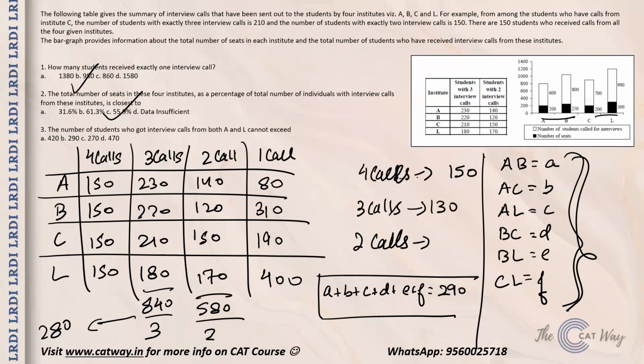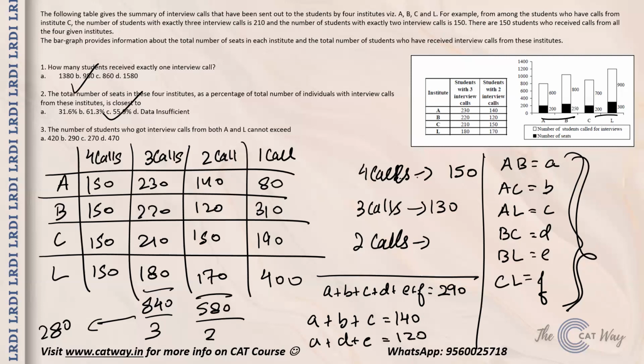After that, guys, what we know is that there are 140 people in A. Some people got calls from AB, so that is A. Some people got from AC, that is B, and some from AL, that is C. So the value of A plus B plus C is given to you as 140. Similarly, A plus D plus E has been given to you as 120.